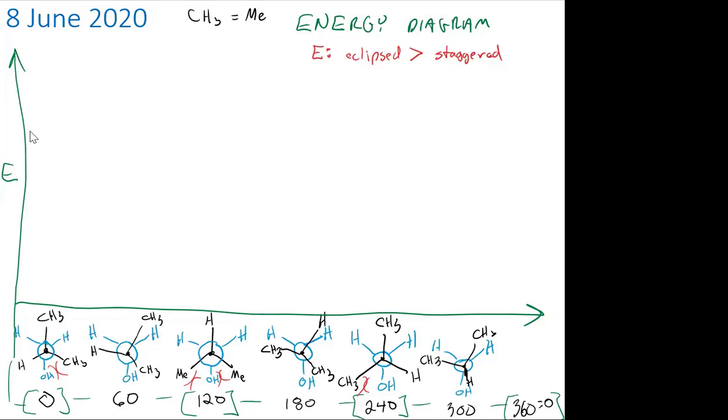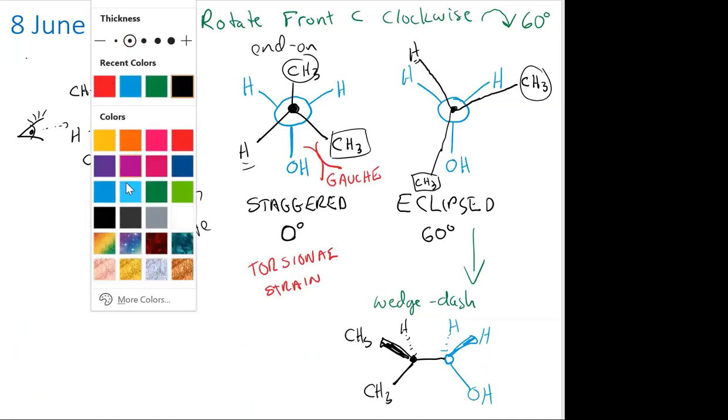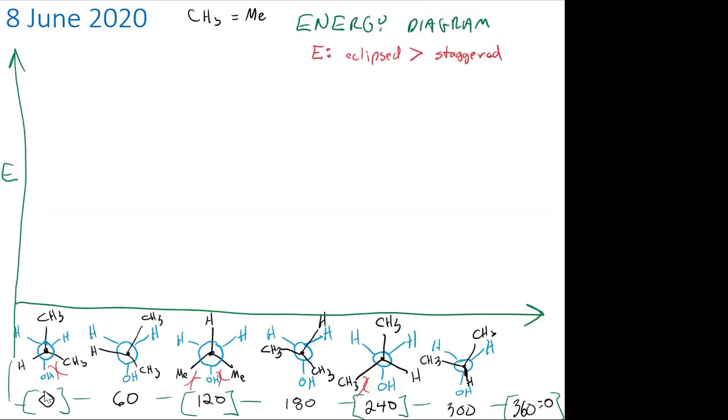Worth pointing out, by the way, if we go back to our picture here, better than gauche is to have those 2 groups 180 degrees apart. So this CH3 and the OH, these are what we say are anti to each other. They're 180 degrees apart. They're not bumping into each other at all. And I point that out just so we're familiar with the terms.